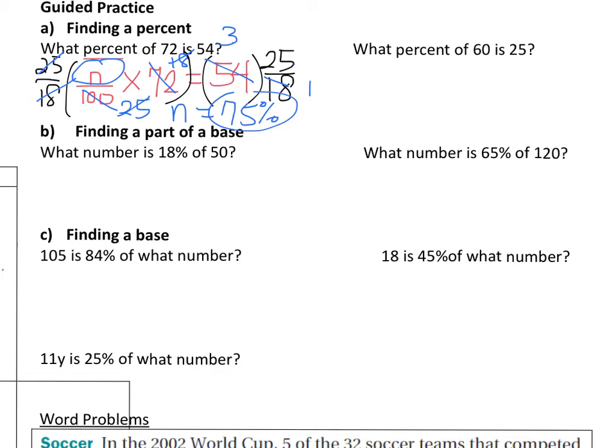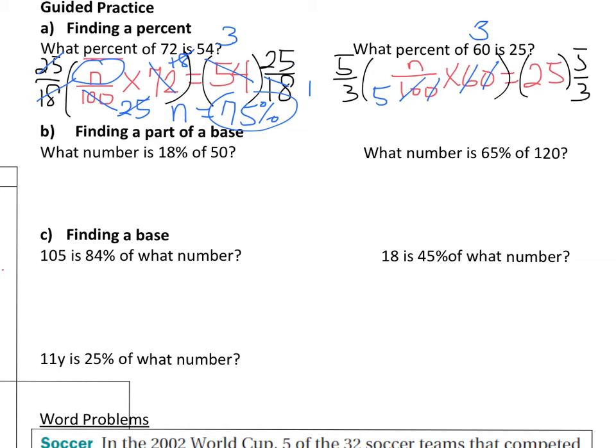What percent of 60 is 25? We can first simplify 60 over 100. Cross out one of the zeros. And then 6 divided by 2 is 3. 10 divided by 2 is 5. And then we could take the reciprocal of 3 over 5, which is 5 over 3, and multiply it to both sides. And then I can cancel. And then n would equal, let's see, 125 over 3. And we can rewrite that as 41 2/3%.